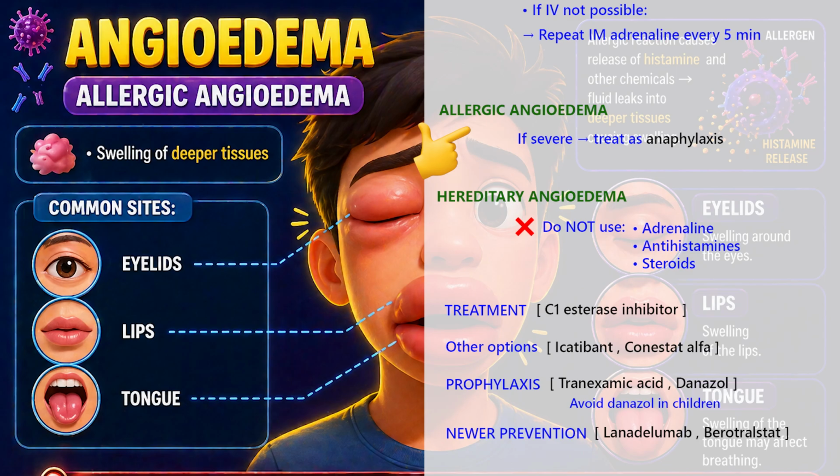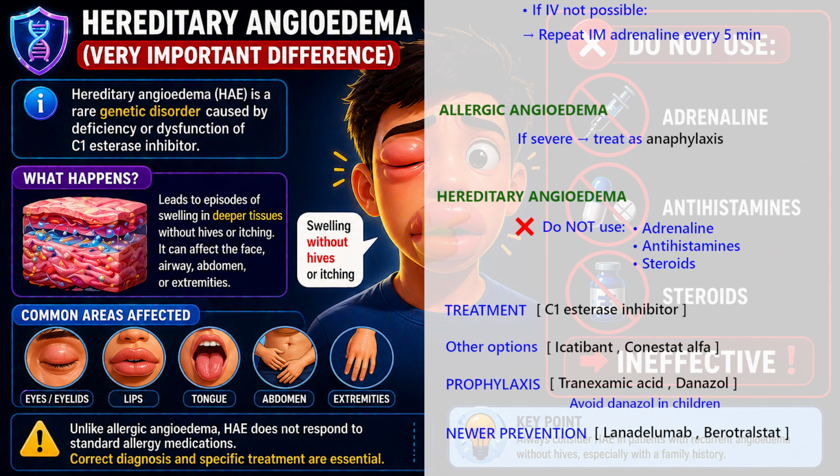Now let's talk about angioedema. This is swelling of deeper tissues. Common areas, eyelids, lips, tongue. If severe, treat it as anaphylaxis. But here's a very important difference.